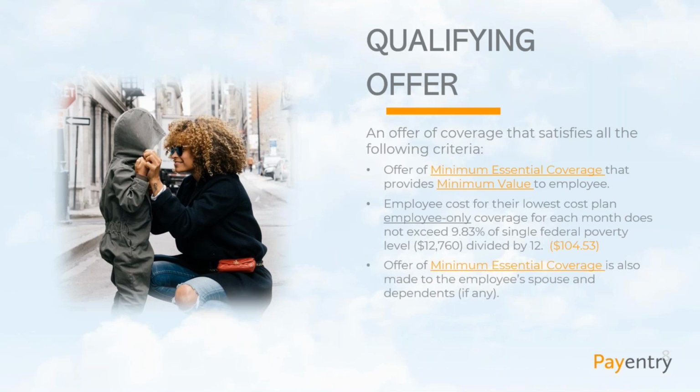And then you have to also make this minimum essential coverage offering to the spouse and dependents. But I think the key piece of this, and the piece I want you to walk away with remembering today, is that if your coverage for employee only is more than $104.53, you cannot check that block on the form that says you're making a qualifying offer. And we're going to go over that.